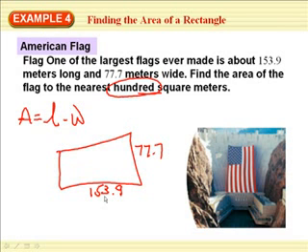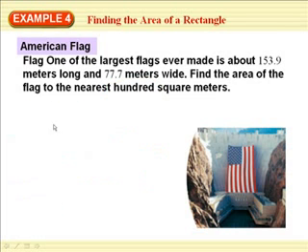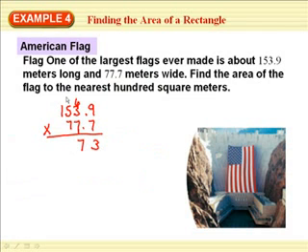Well, we got to take 153. Let's see. We're going to multiply those two numbers. So we're going to take 153.9 times 77.7. Now there's big numbers here. 9 times 7 is 63. Carry the 6. 21 plus 6 is 27. Carry the 2. 35, 36, 37. Carry the 3. 10. Placeholder.